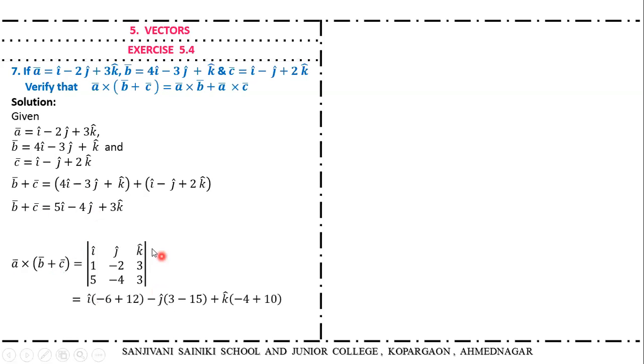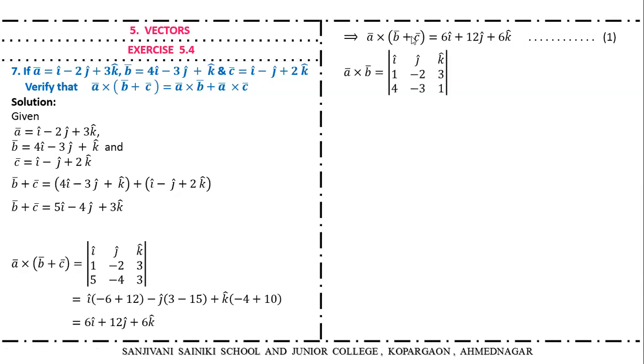By using the determinant, find the cross product. Simplified, this is 6i plus 12j plus 6k cap. Which implies a bar cross (b bar plus c bar) is equal to 6i cap plus 12j cap plus 6k cap. This is our equation number 1. Now here we want to find a bar cross b bar. So first find a bar cross b bar using the determinant. Simplify it.